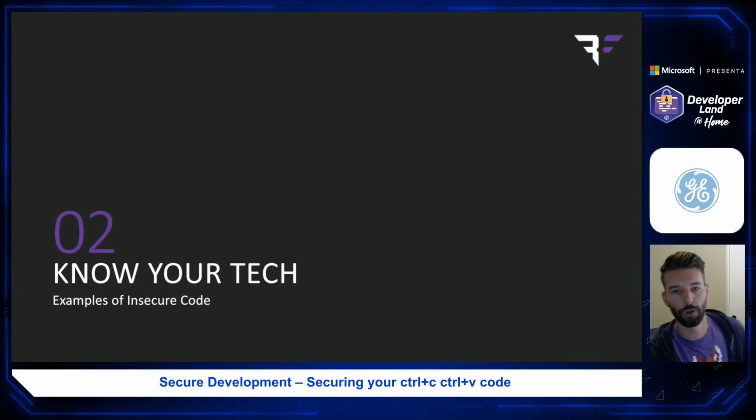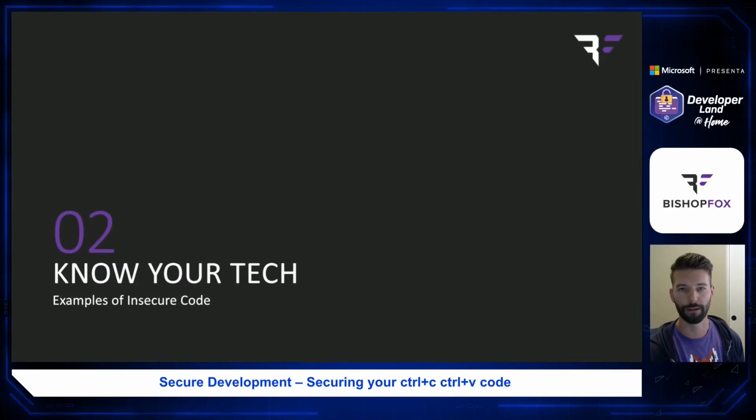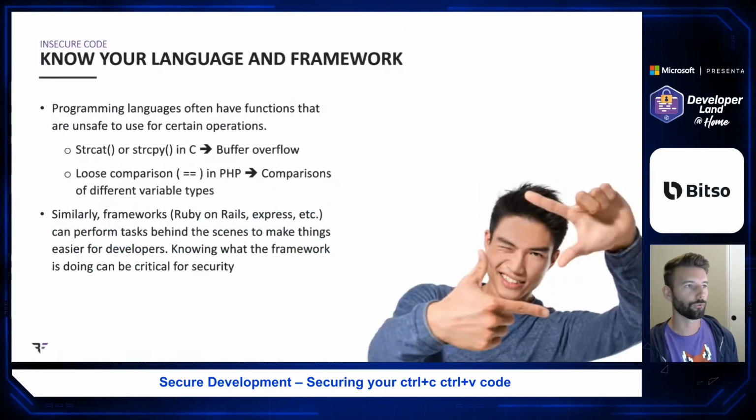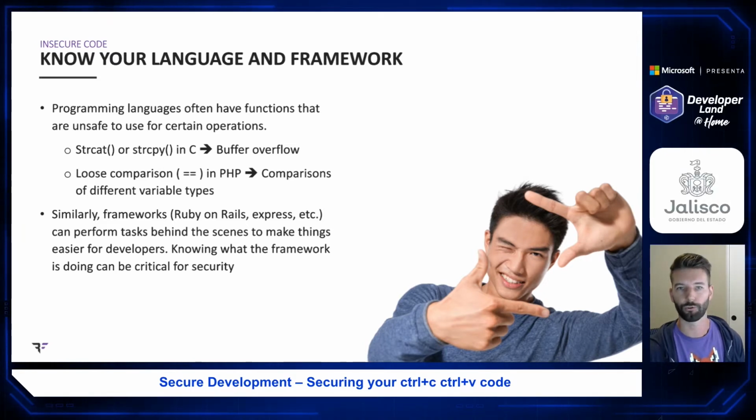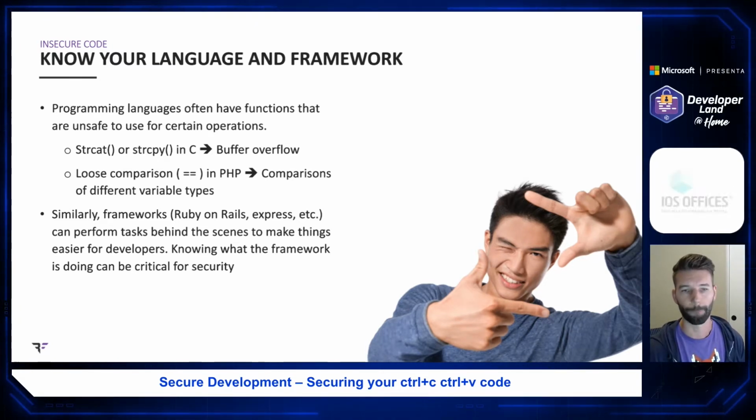So let's talk about knowing your tech, which is really the foundation to writing secure code. You have to really understand the programming language that you're working with, as well as the framework. For instance, looking at programming languages, there are certain functions that might not be safe to use, or you shouldn't use them in particular cases. In C, there are functions such as strcat and strcpy that can result in buffer overflows if you use them wrong.